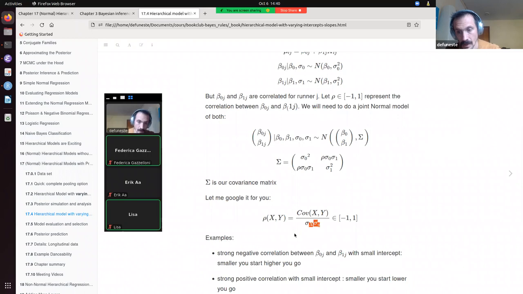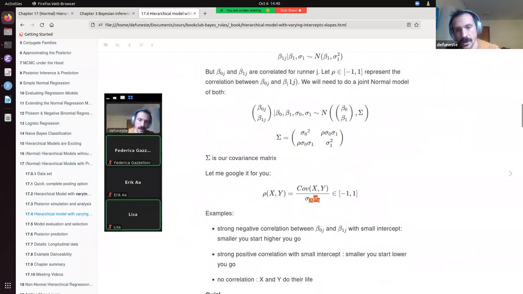Okay, a few examples to help us. A strong negative correlation between the intercept and the slope: if we start with a small intercept, that means their run time is low. The smaller you start, the higher you go, so the slope will be very strong. If we have a strong positive correlation with a small intercept, the smaller you start, the lower you go. And if we have no correlation, X and Y are independent, it's simply no relation.